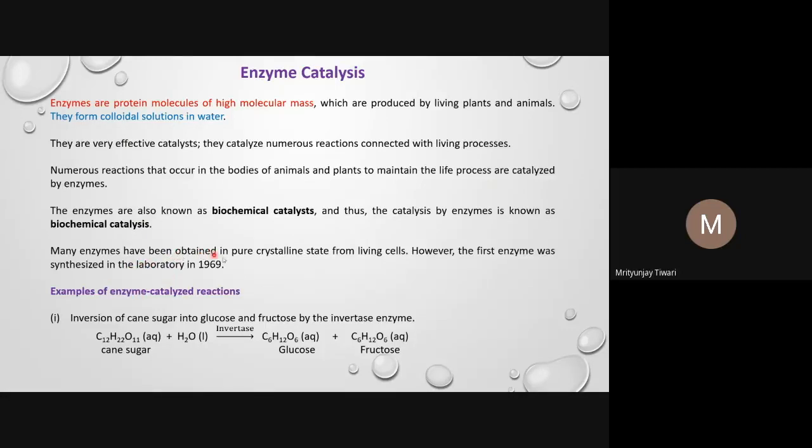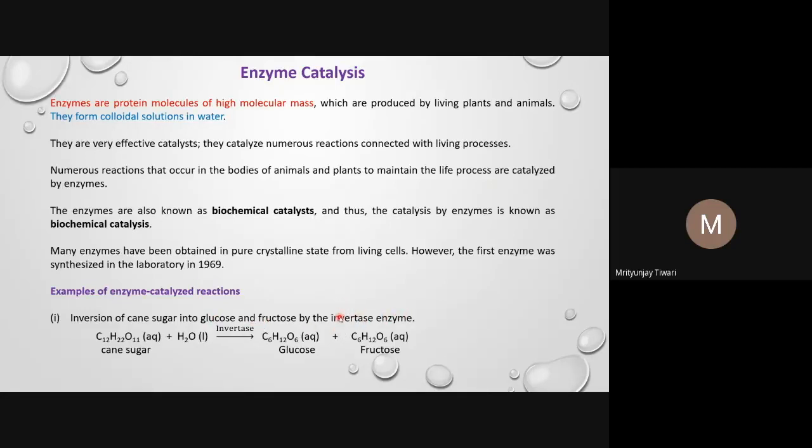Many enzymes have been obtained in pure crystalline state from living cells. Earlier, people started crystallizing these enzymes as protein structures. However, recently we also know how one can synthesize an enzyme. The first enzyme synthesized in the laboratory was in 1969. For the first time, humans succeeded in synthesizing an enzyme in 1969. However, for a long time, people used to crystallize those enzymes. Now if you look at examples of enzyme catalysis, the first example is the inversion of cane sugar into glucose and fructose by the invertase enzyme.